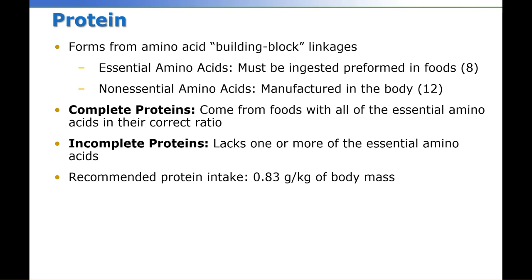Complete proteins come from foods with all essential amino acids in their correct ratio. Incomplete proteins lack one or more essential amino acids. Recommended protein intake is 0.83 grams per kilogram of body mass. The reality is 2.2 pounds equal 1 kilogram. So you have a situation here where you do not need 1 gram of protein per pound. It's definitely less than that for the average individual. I'll talk about that in a short while.